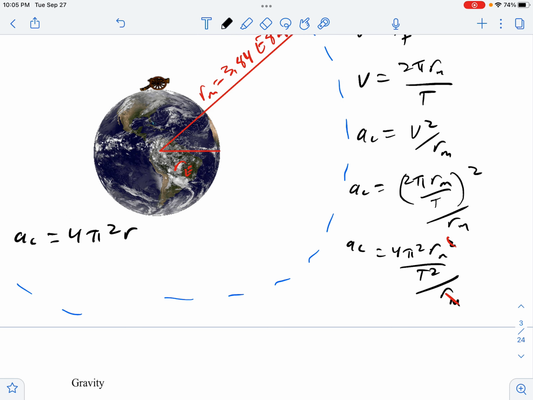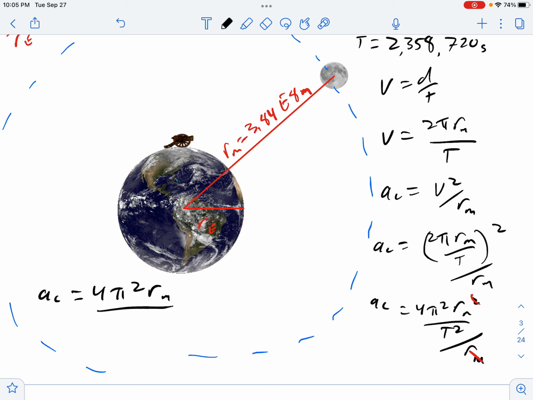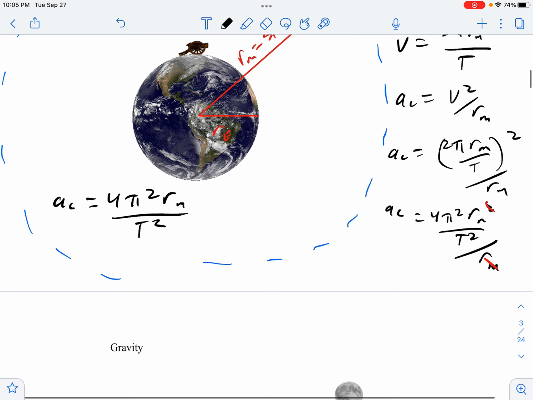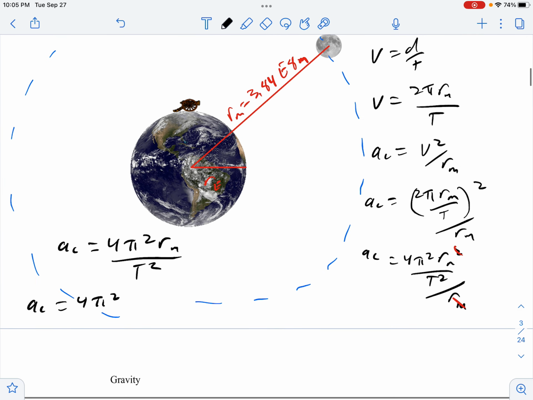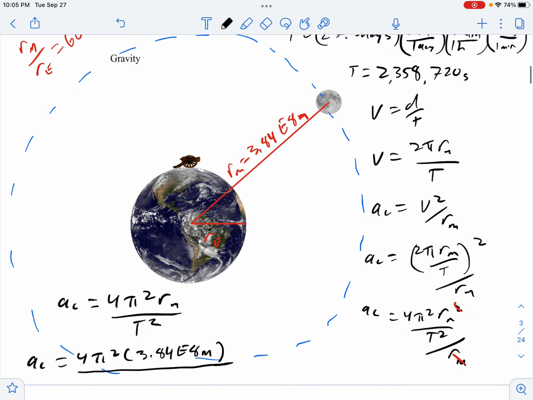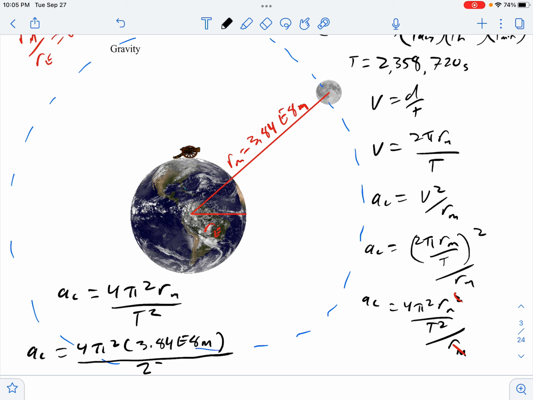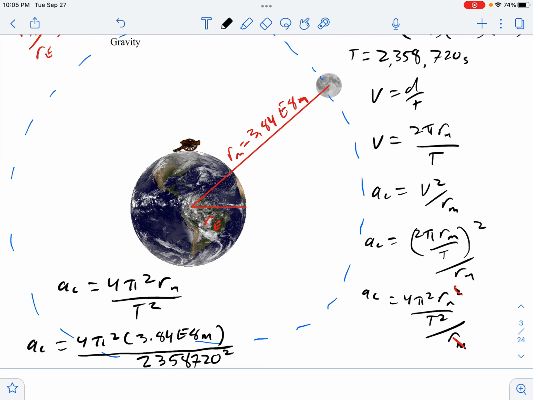All right, so let's see. We get the radius to the moon divided by that period squared. Now if this isn't some fun calculator work, I don't know what is. Let's go ahead and actually calculate this. We get 4 pi squared, and we take the distance to the moon, 3.84 times 10 to the 8th meters. So 4 pi squared r divided by the period squared, which is 2,358,720 seconds, and then we take that number and we square it. Throw that mess into your calculator.